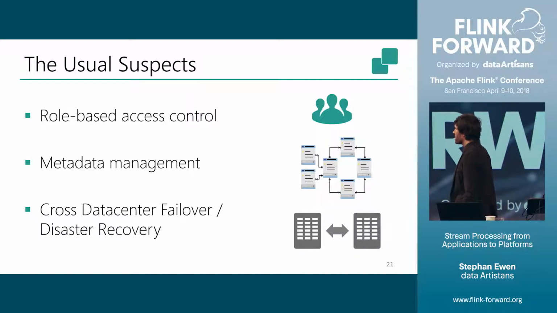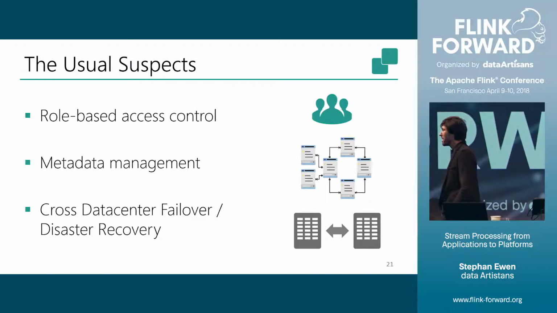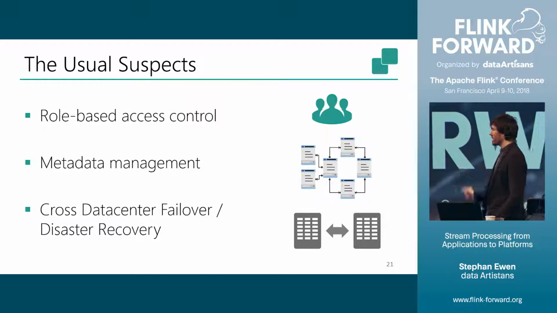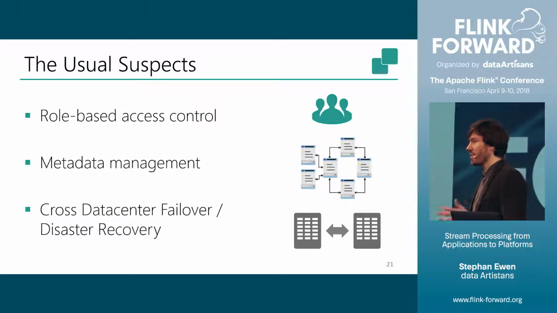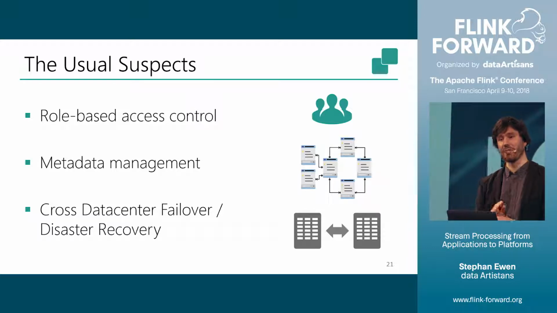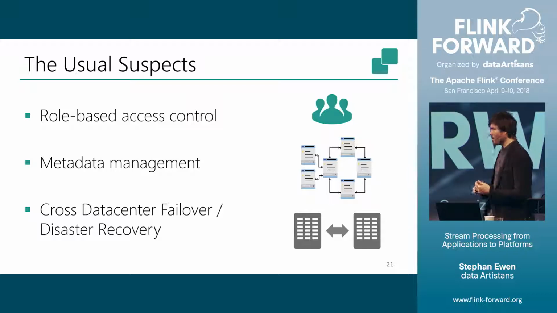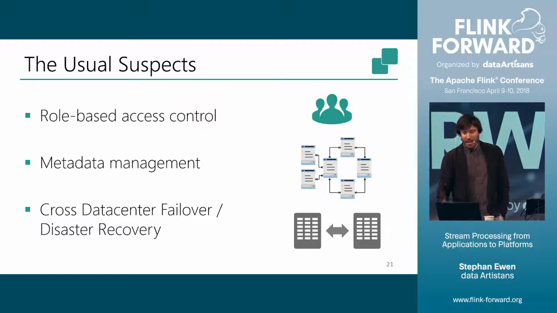Proper role-based access control for multiple teams to work with this, more sophisticated metadata management, and of course disaster recovery, cross data center failover. For cross data center failover, actually the snapshot model that Flink has in itself, Flink's checkpoint model, is an extremely powerful tool to implement very flexible failover strategies, based on how much in sync you can afford your data centers to be, how much cross data center traffic you can afford or are willing to pay for, and so on. So they're very interesting models to do that.